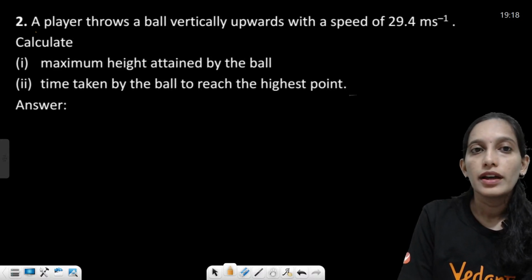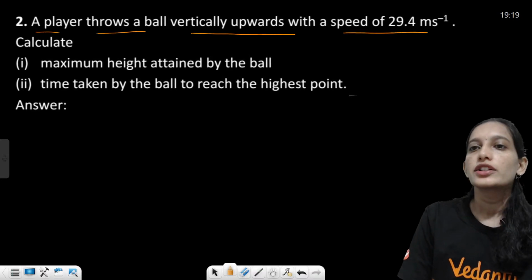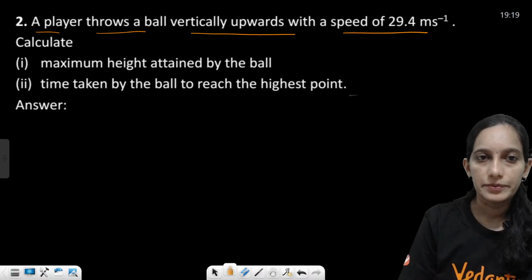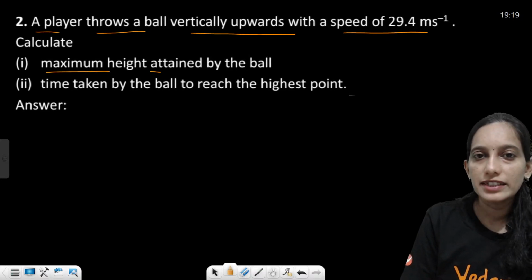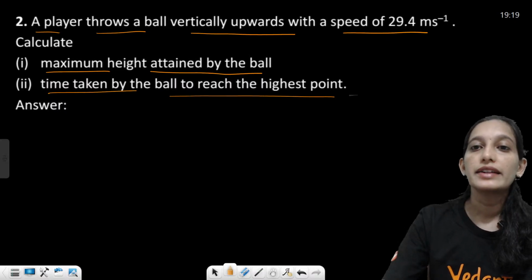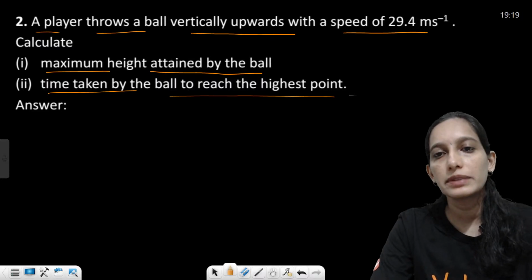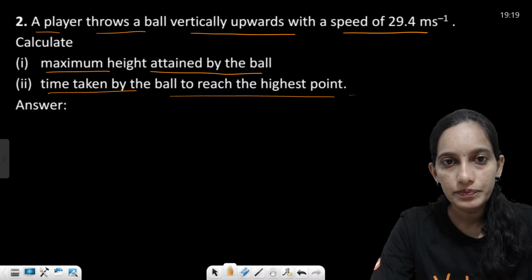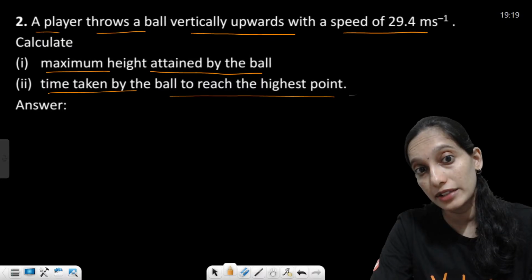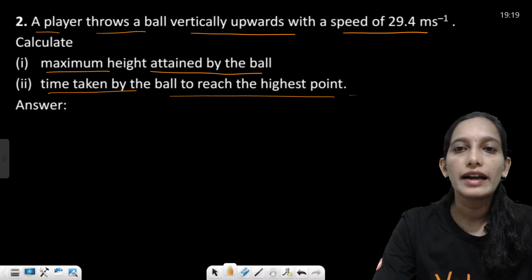Numerical problem. A player throws a ball vertically upwards with a speed of 29.4 meter per second. Calculate the maximum height attained by the ball and the time taken by the ball to reach the highest point. Okay, so there are two quantities being asked. We have to find out the maximum height attained by the ball and the time taken by the ball to reach that highest point.